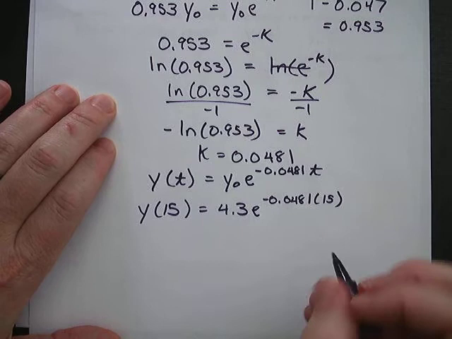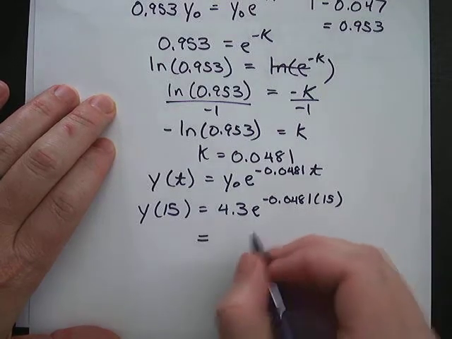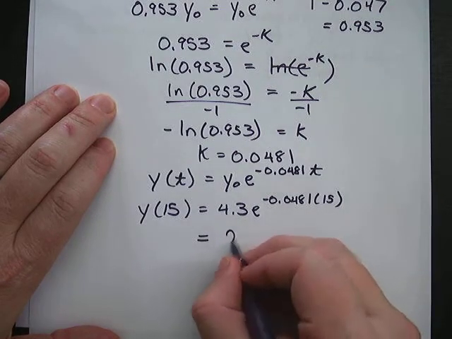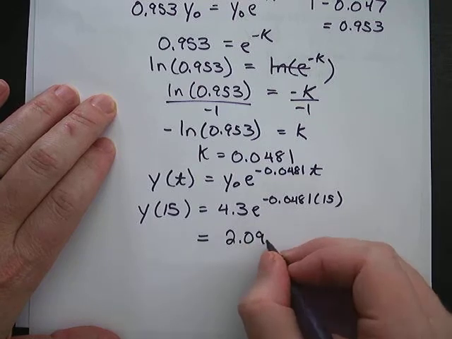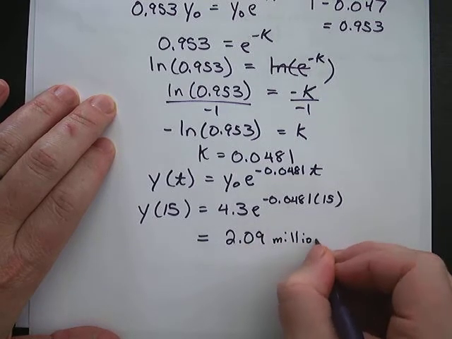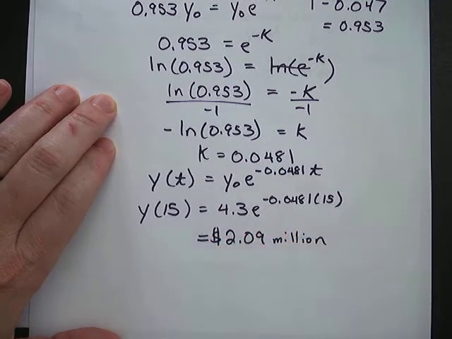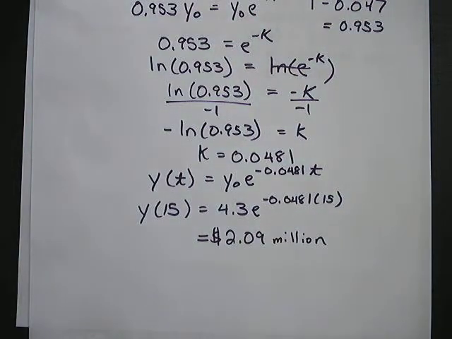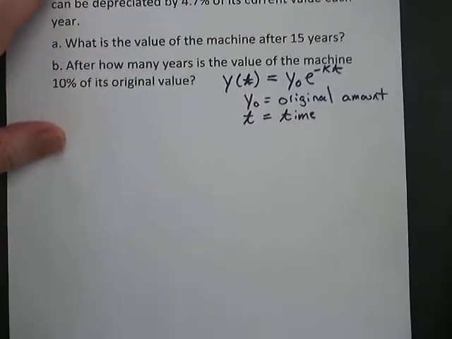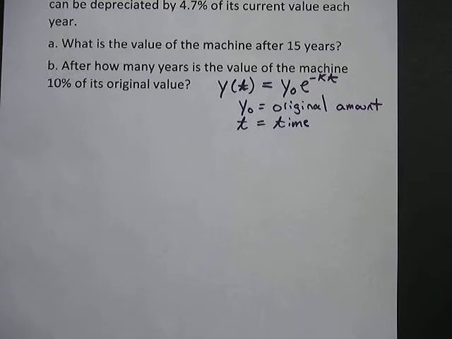Now if you stick that into your calculator, you'll get an answer that's about 2.09, and that's in millions of dollars. So that will be the value of this machine after it's depreciated for 15 years. Okay, let's look at the next question. The next question says, after how many years is the value of the machine 10% of its original amount?